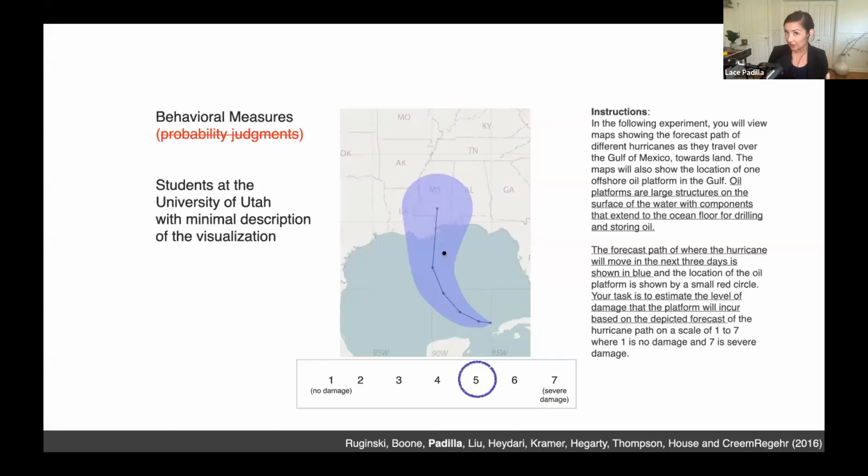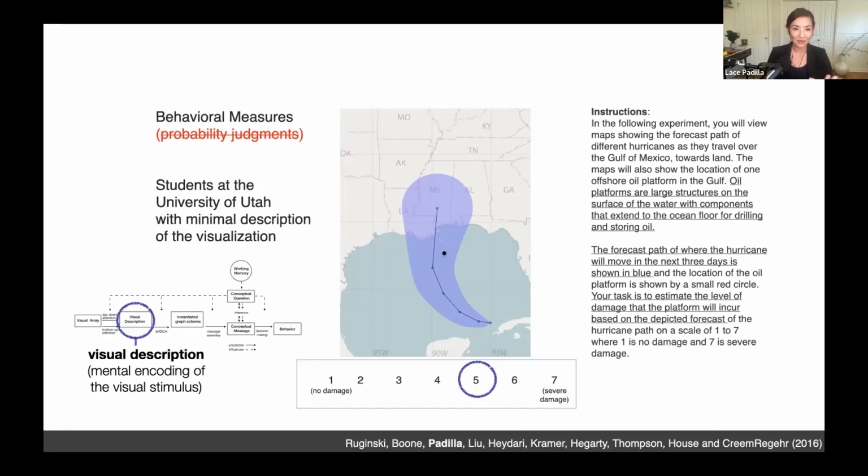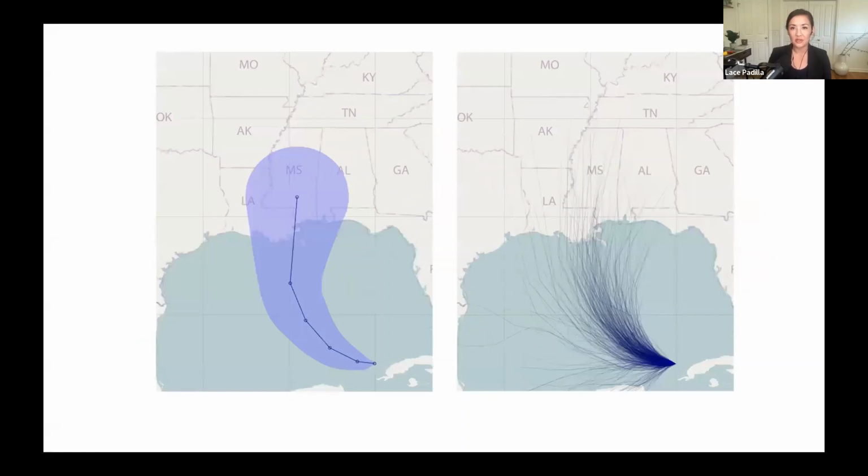And that's also why we gave very minimal descriptions of the visualization, because we're focusing on this part of the model, just what can they ascertain from the image without some of these additional processes. So we've compared this cone of uncertainty to a version that my collaborators created called an ensemble display. Here's how they generate this.